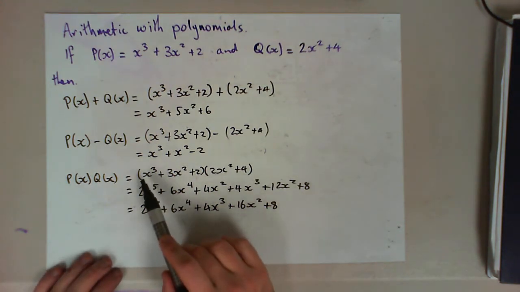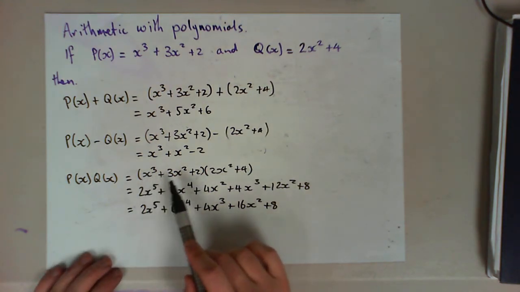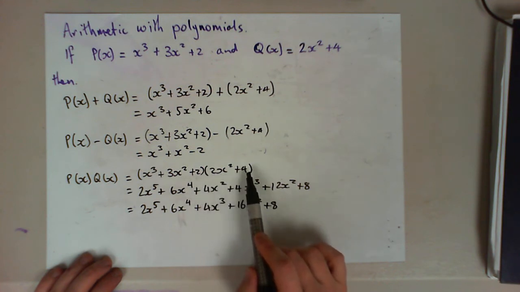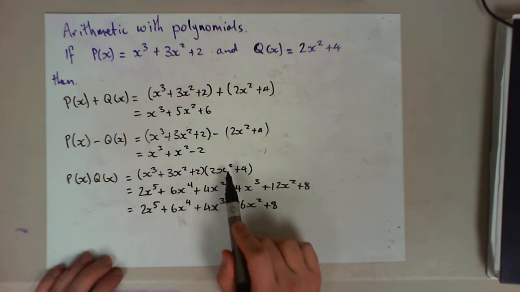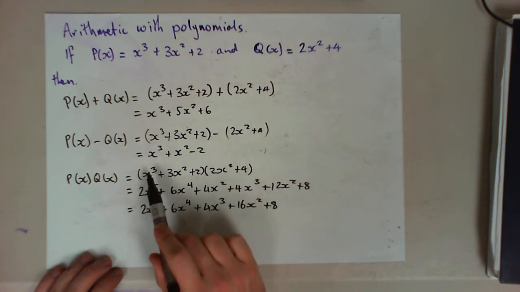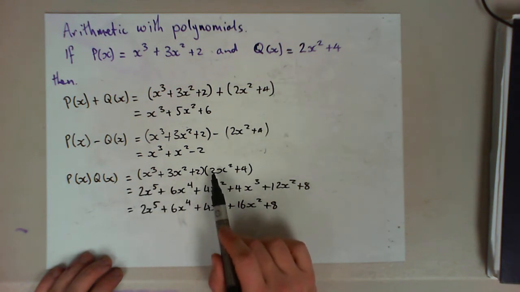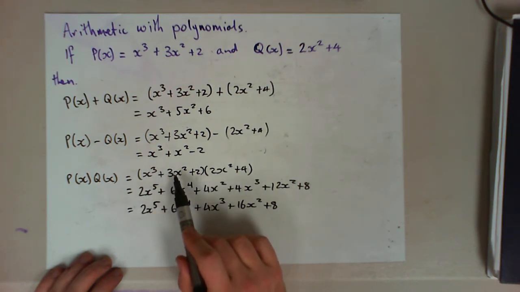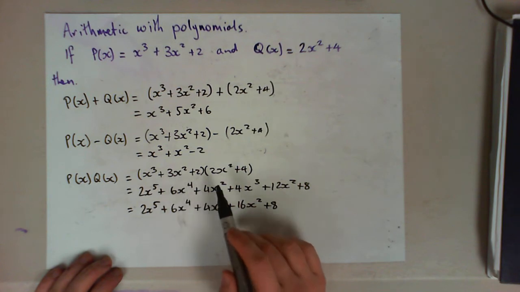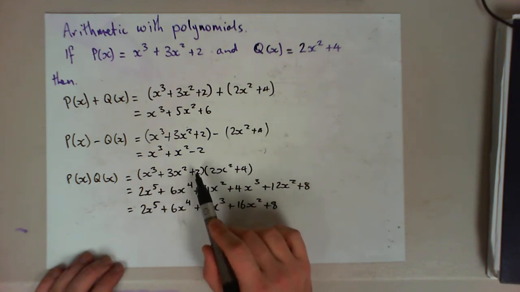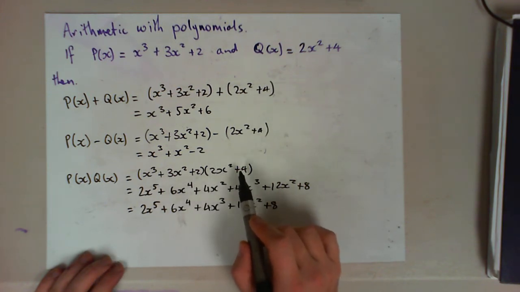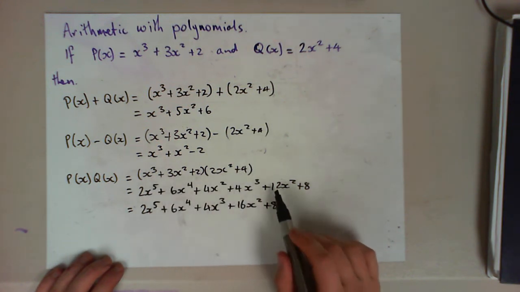So that means that every term in this bracket gets multiplied by every term in this bracket. So we've gone 2x squared by x cubed gives us 2x^5. 2x squared times 3x squared gives us 6x to the 4. 2x squared times 2 gives us 4x squared. Then we go 4 times x cubed gives us 4x cubed. 4 times 3x squared gives us 12x squared. And 4 times 2 is 8.